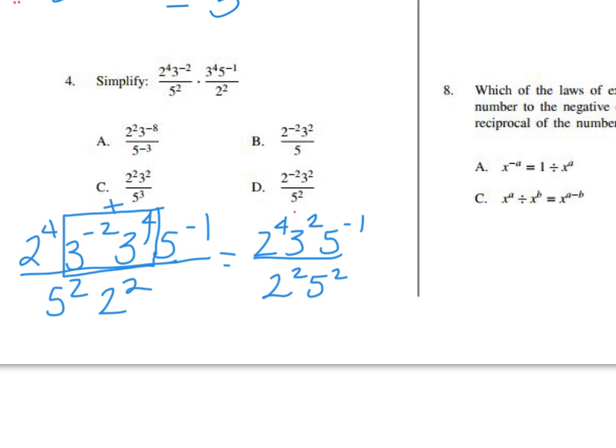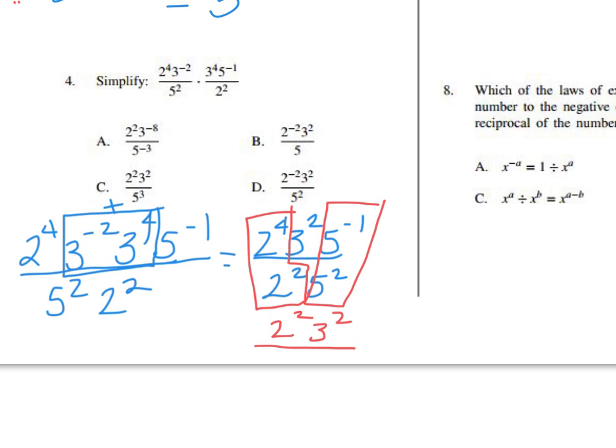Next, if I'm dividing, I'm going to subtract those exponents, right? In my numerator, what's 4 minus 2? Positive 2, so that's 2 squared. Then I have 3 squared because there's no 3's in the denominator. And then negative 1 minus 2 is negative 3. But if it's a negative, where can I put it so that the exponent is positive? In the denominator, right? It moves down. Does that match any of my answer choices? C.